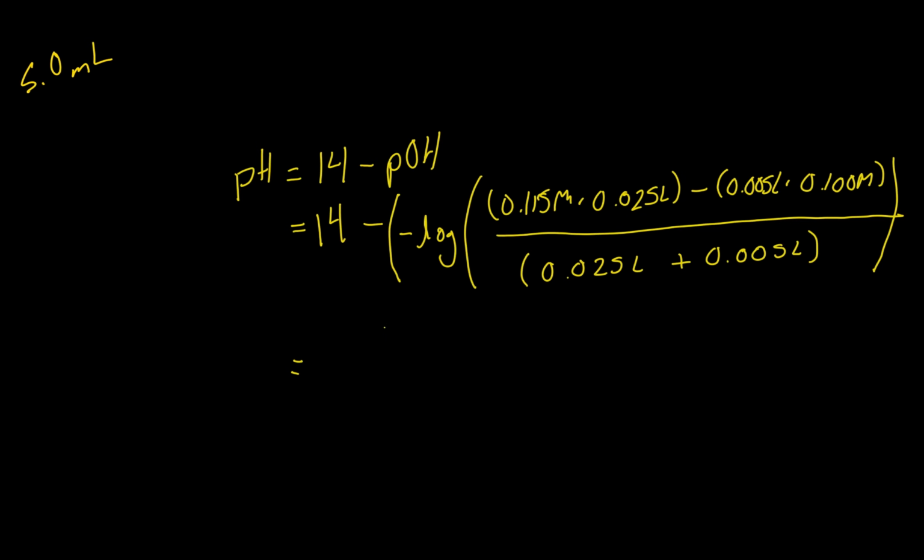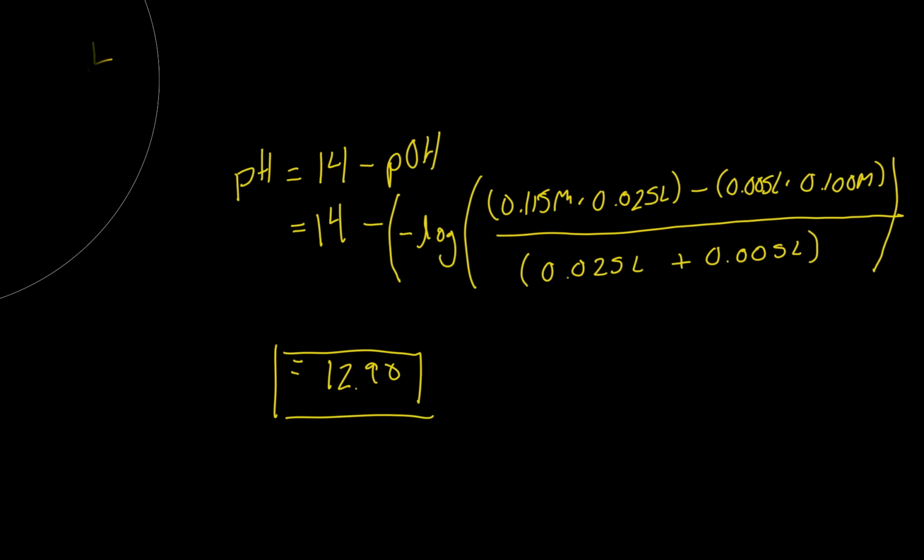So 1.5 times 0.025 minus 0.501. Okay, and I have got 12.90. That's the pH after 5 milliliters of hydrochloric acid is added. Okay, and next is the pH at the equivalence point.